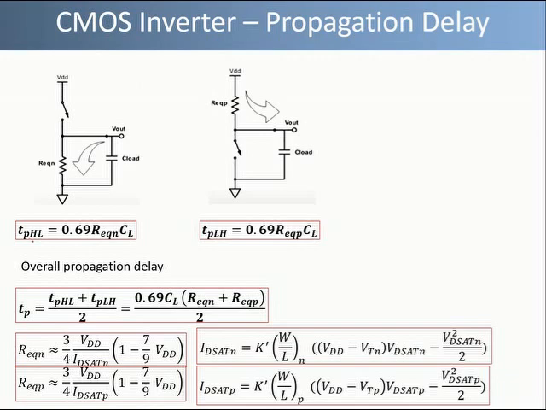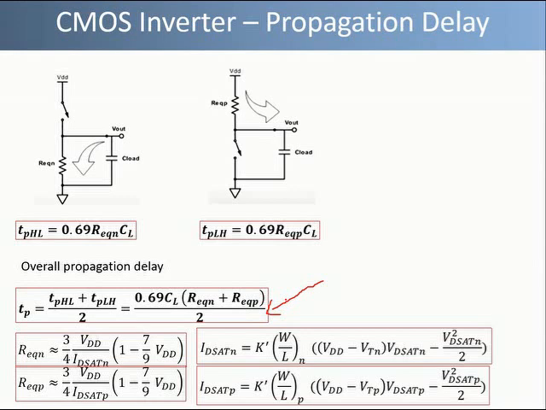So propagation delay for high to low output transition is equal to 0.69 times the equivalent resistance of NMOS multiplied by the load capacitor. Similarly, the propagation delay for low to high output transition is equal to 0.69 times the product of equivalent resistance of PMOS and the load capacitance. The overall propagation delay of inverter is the average of its low to high and high to low propagation delays.